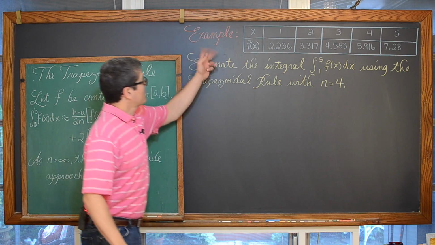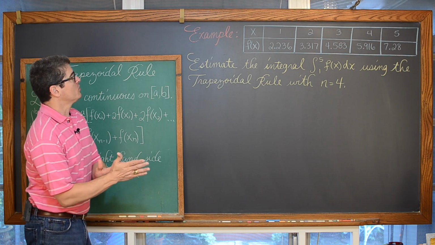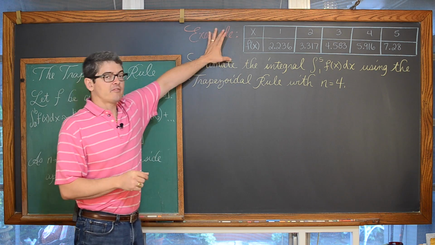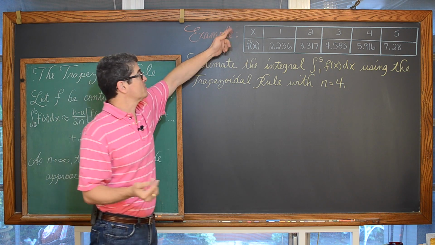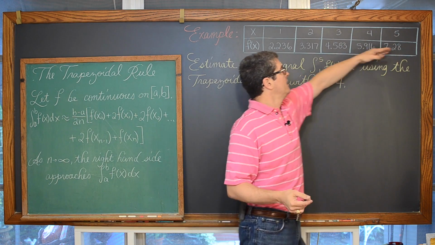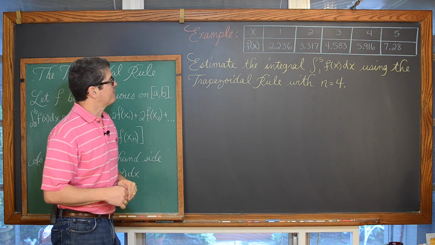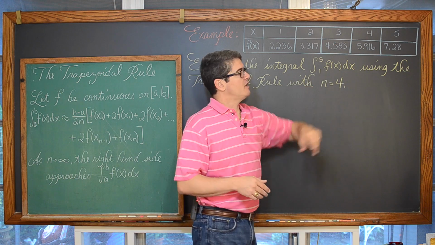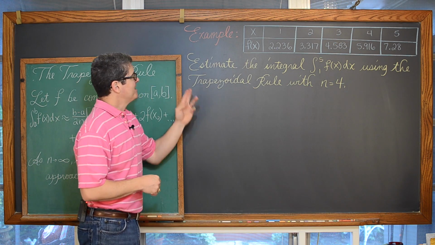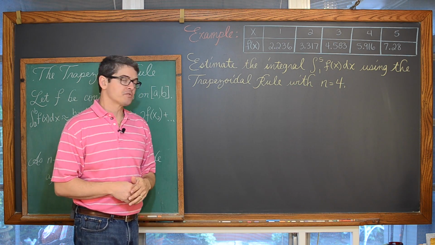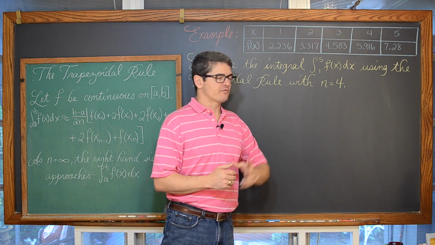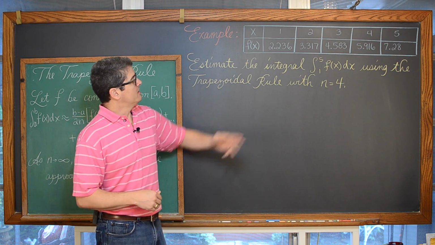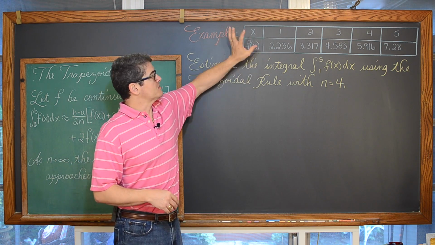Alrighty then. For our last example dealing with the trapezoidal rule, we're going to use this table of values created by some function f of x. We have the x values of 1 through 5, and these given values coming from our function, and we want to estimate the definite integral from 1 to 5 of f of x dx using the trapezoidal rule with n equals 4.